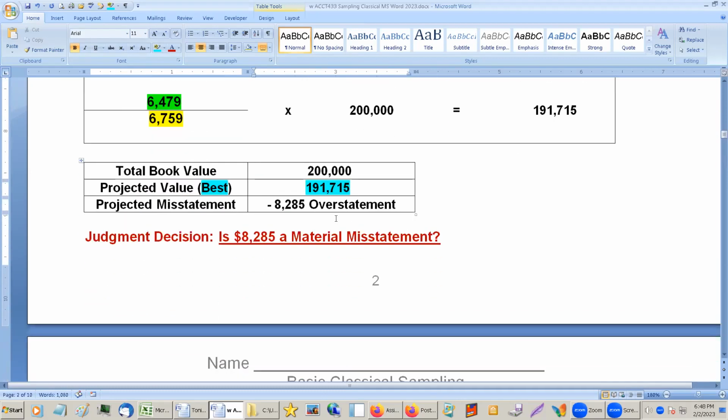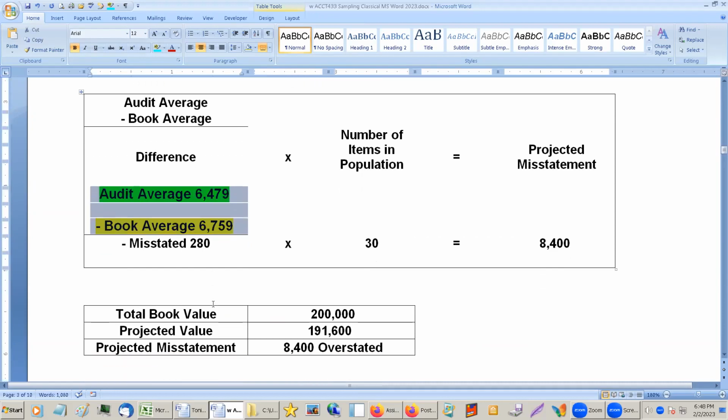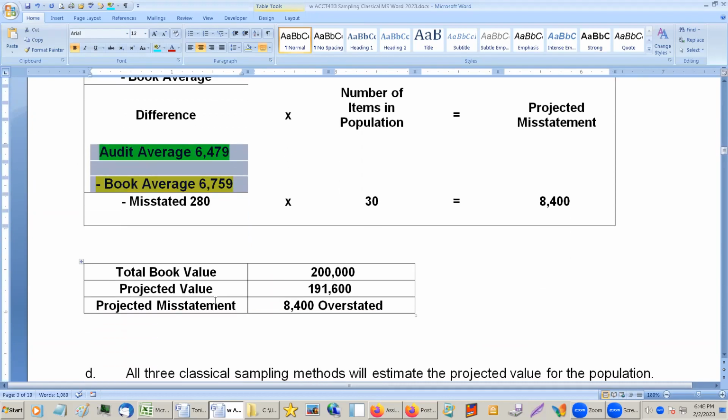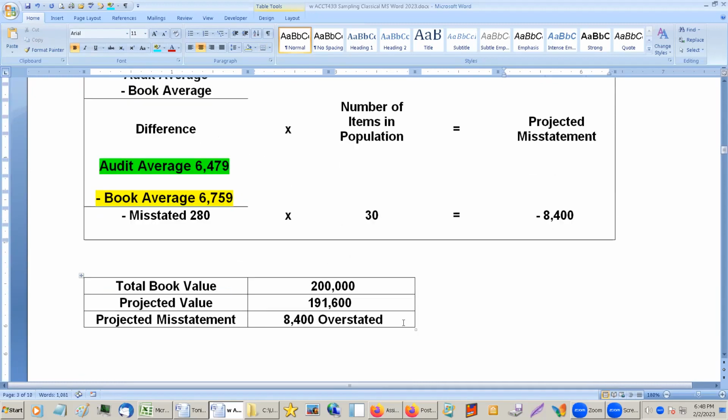And again, it has to do with this. If the audit average is lower than the book average, and if you want to put that in, that's fine. There's nothing wrong with that, just as long as the projected value comes out to this: you take 200,000 minus 84 and that will give you that.